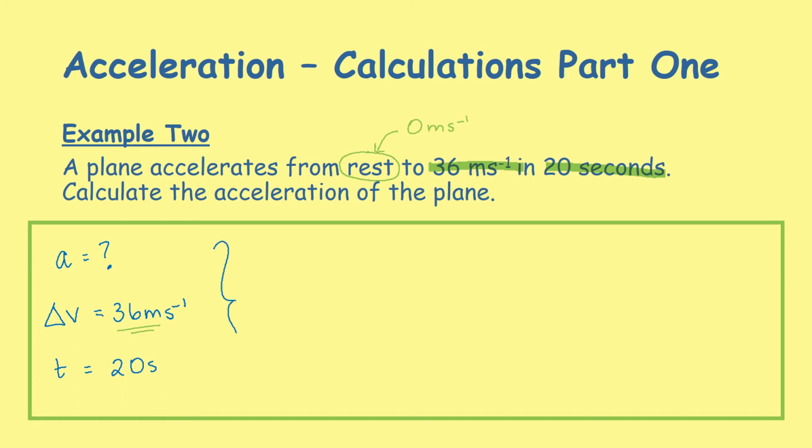Moving on to our equation, we know that A equals delta V divided by t. So A equals 36 divided by 20. Popping that into a calculator, that gets us to 1.8. So our acceleration equals 1.8, and remember your units again, meters per second squared.